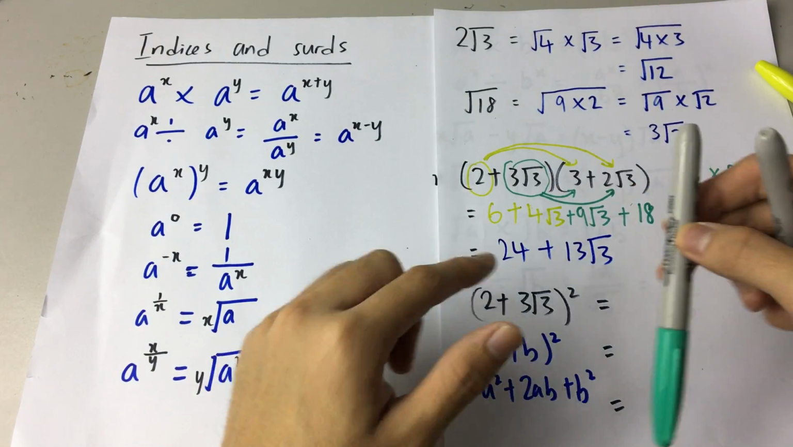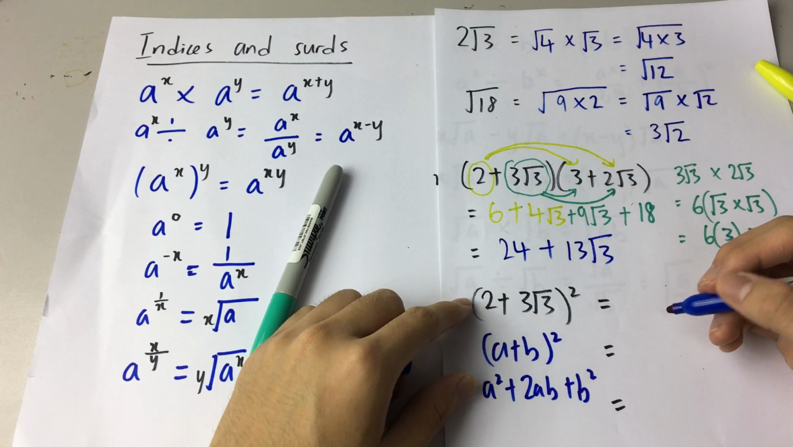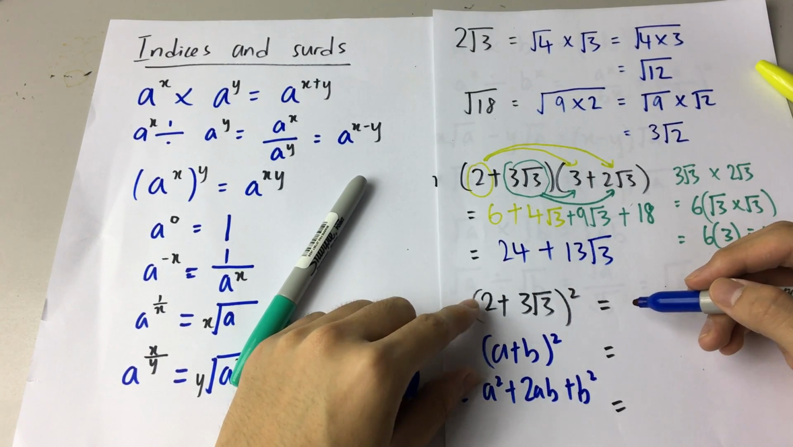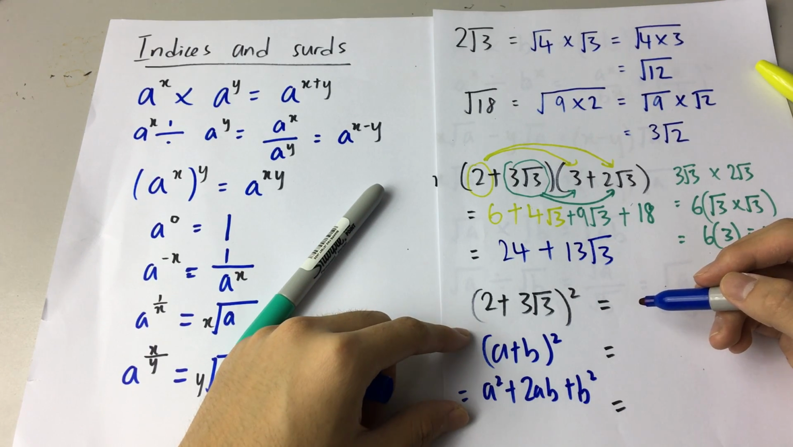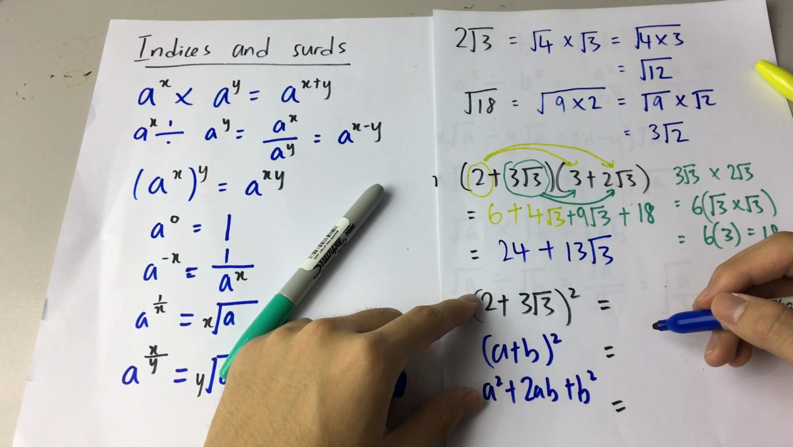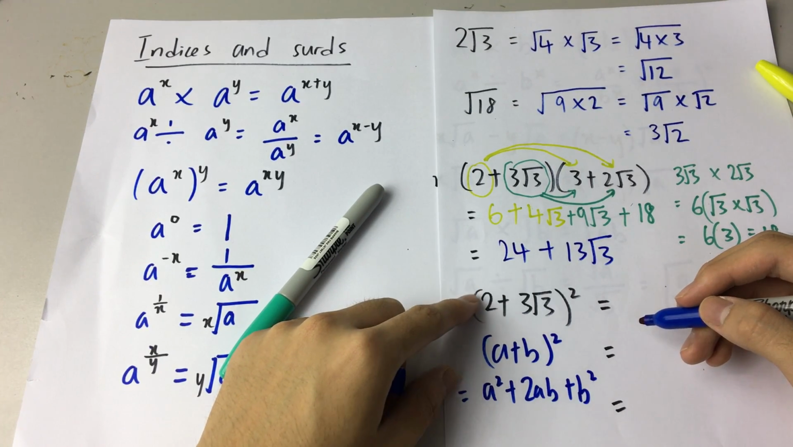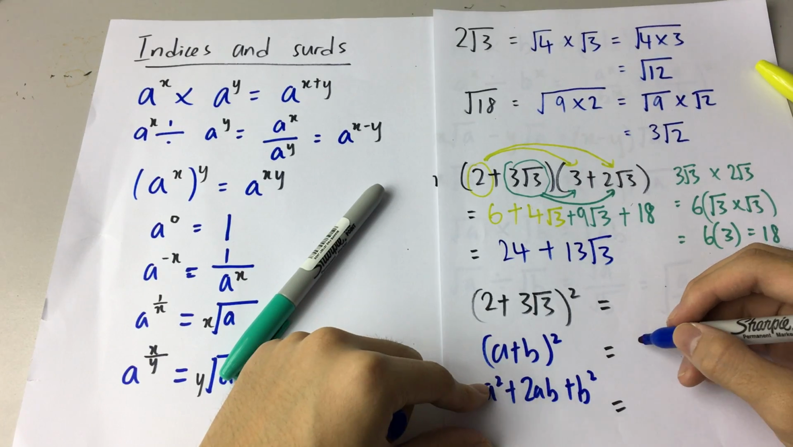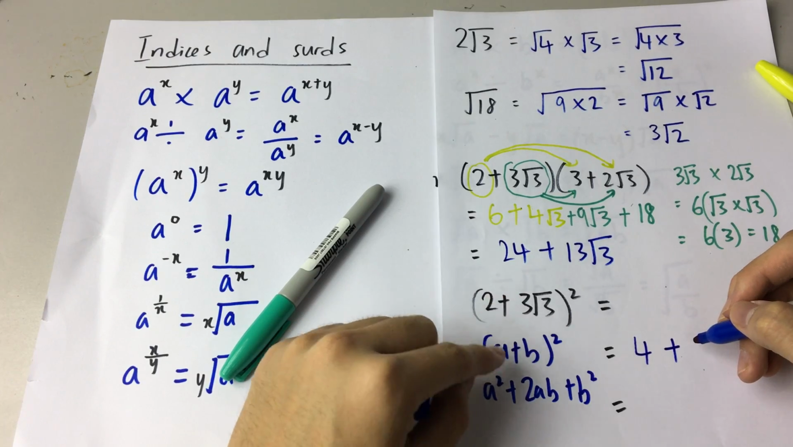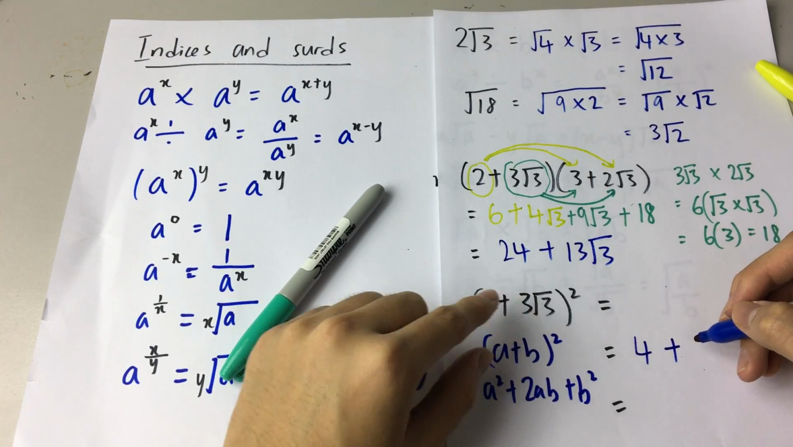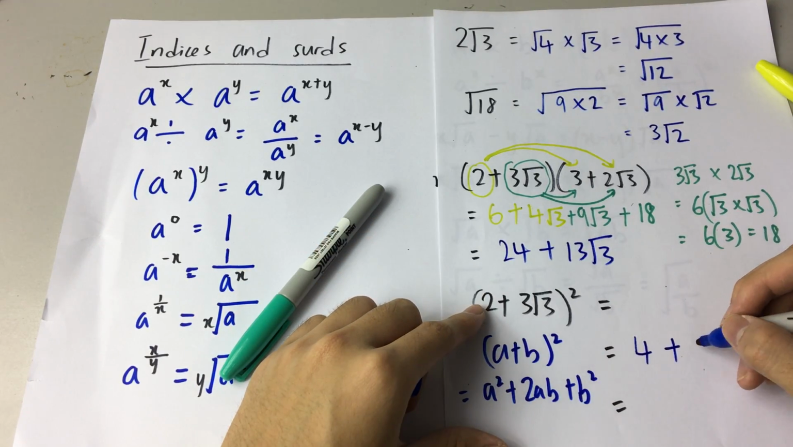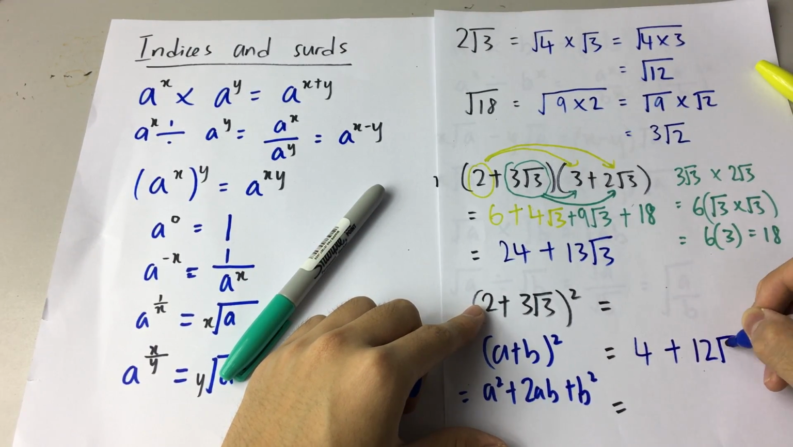Okay, now for this one, I want to use the fast method first. So fast method, we will use this property. Remember (a plus b) squared, you get a squared plus 2ab plus b squared. So using this formula, 2 is a, right? So we plug it in. 2 squared is 4. 2ab, that means 2 times 3 root 3. So you get 2 times 2 is 4, 4 times 3 is 12, 12 root 3.